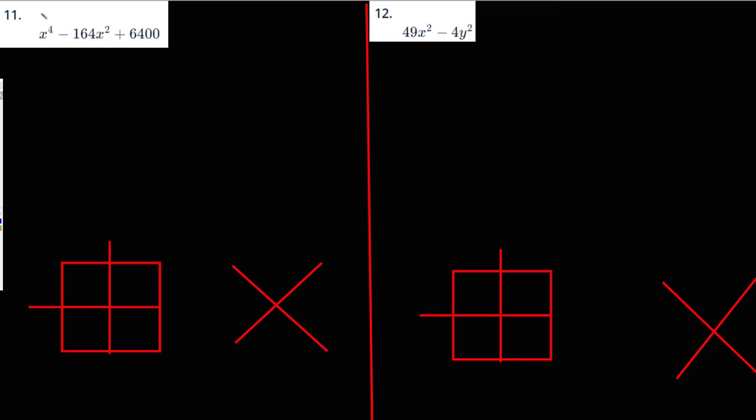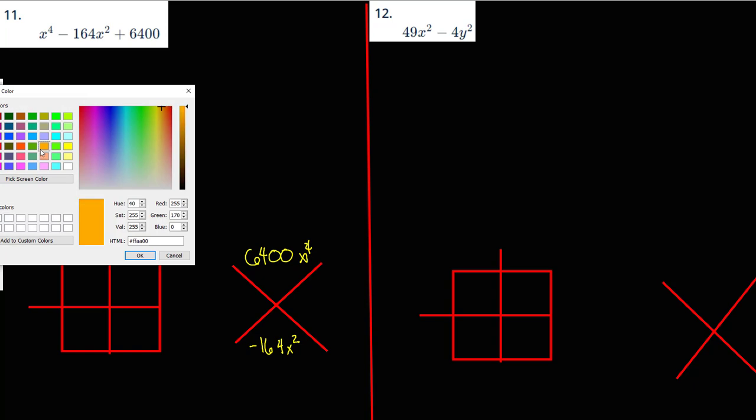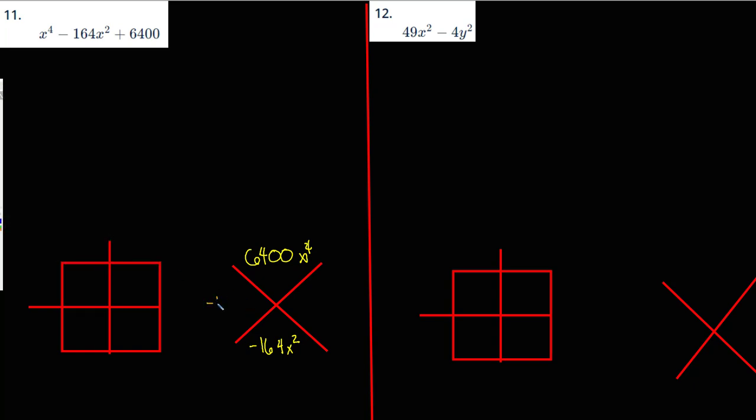On this one, we already have it factored to where it's a trinomial, so that means I need to use the box. And so the product is going to be 6,400 x to the fourth. And I want it to be negative 164 x squared. So there are two things that can multiply to give me 6,400 and would add to give me 164. And that would be a negative 100 x squared and a negative 64 x squared.